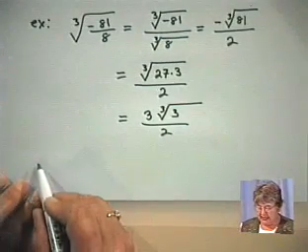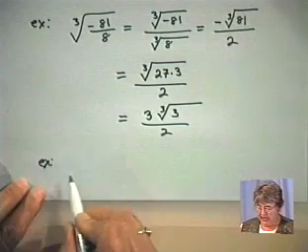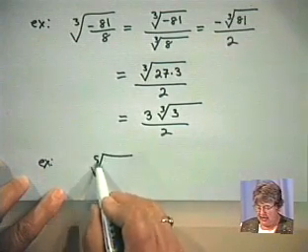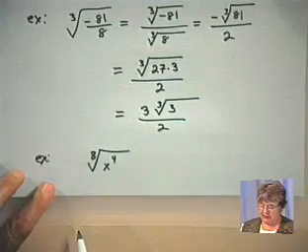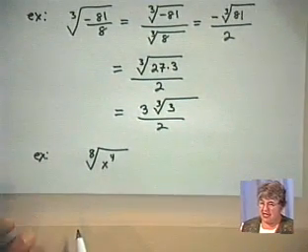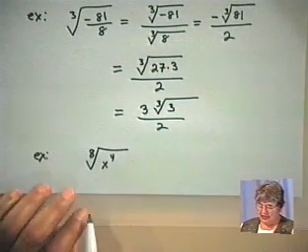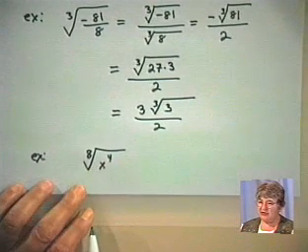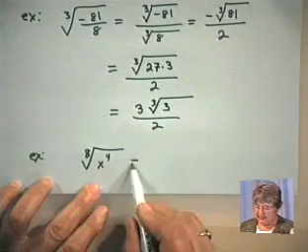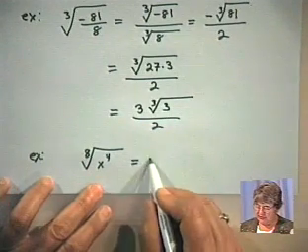Let's look at another radical. What if we have the 8th root of x to the 4th? We need to lower the index of the radical. It's not always possible. In rational exponents, you'll see why.